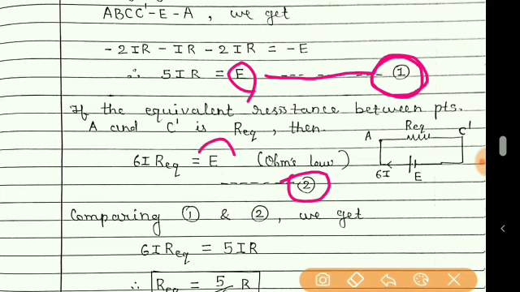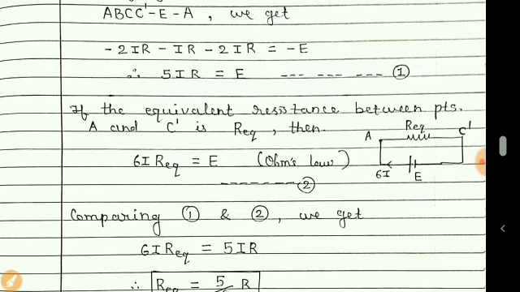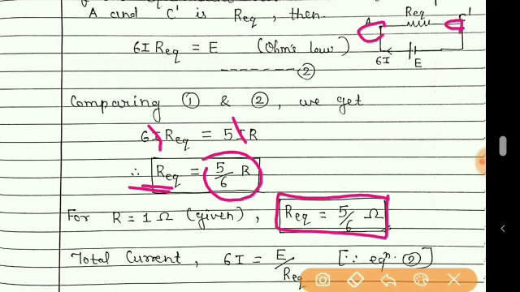Here also E, here also E. So these two must be equal. So I have written this, that is here, is equal to this, which is here. And then making subject REQ, we get REQ is equal to 5 by 6 into R. I will cancel. So this is the equivalent resistance between point A and C dash of the given network.